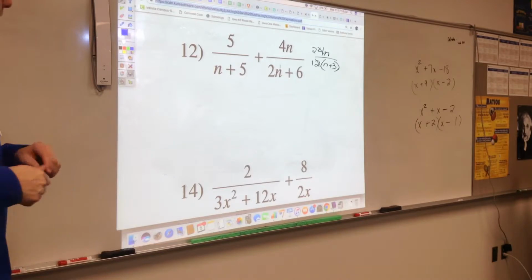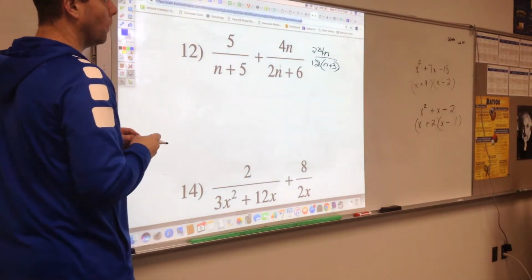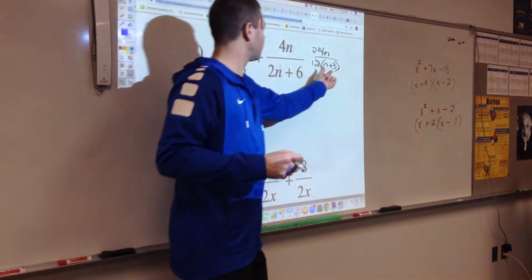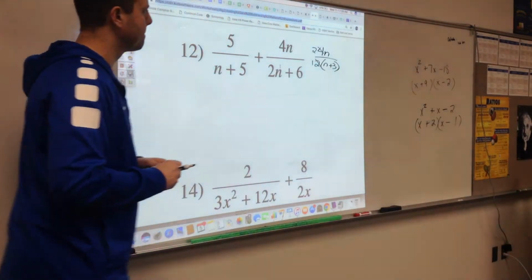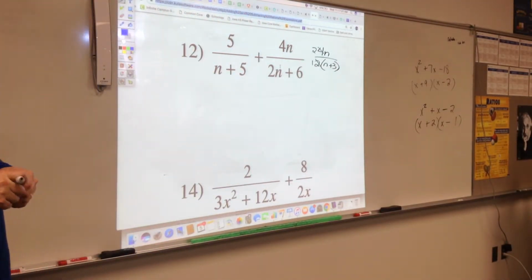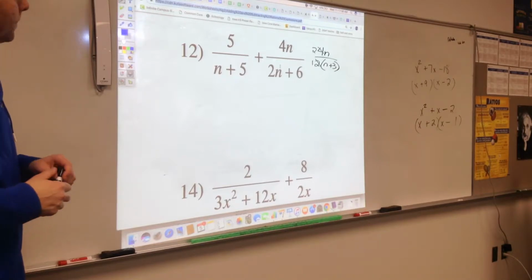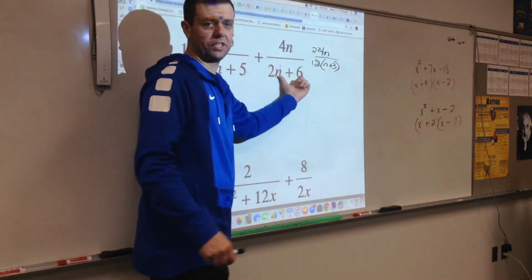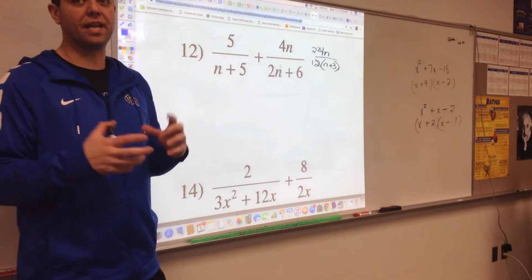Could you cancel the n? Nope. Because it's n plus 3. It's not n. Good question. You cannot cancel the n because the bottom one is n plus 3. But what about 4n and then 2n? You still can't do that? No, because it's a 2n plus 6. It's not written as factors.